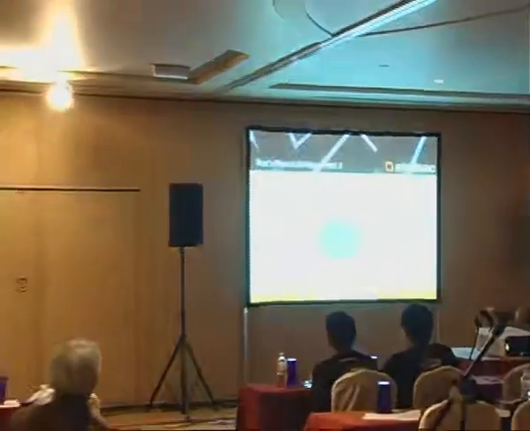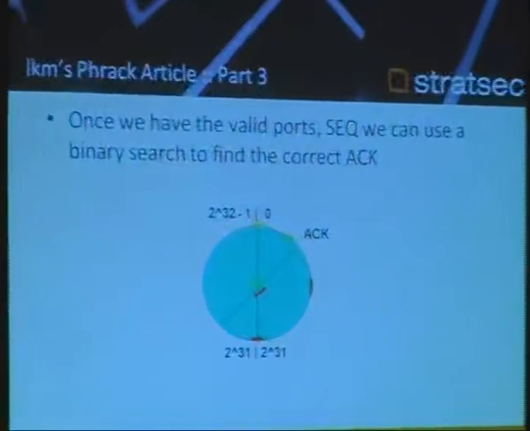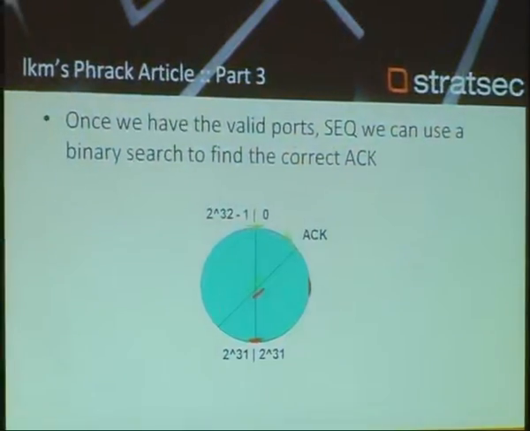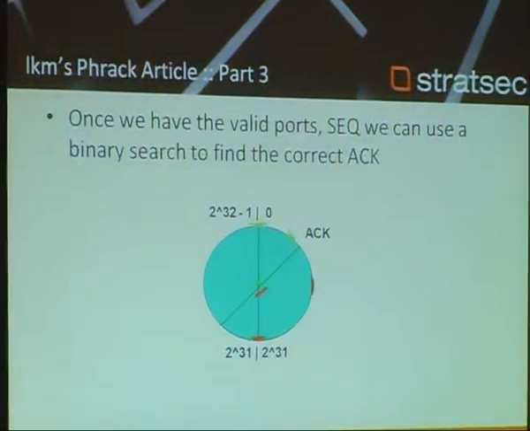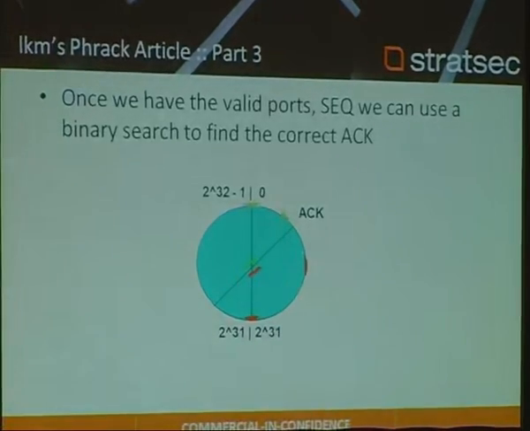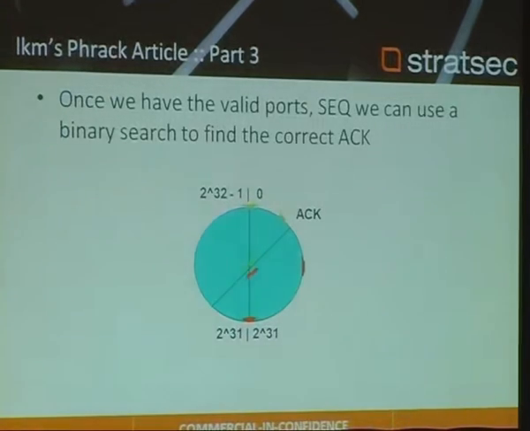So between this green point and this red point, we know that that's where the ACK is, either there or on this other side. But once we keep sampling right between the two closest points, we'll eventually get it down to this one value that's right. And we know that that's the appropriate ACK to send.